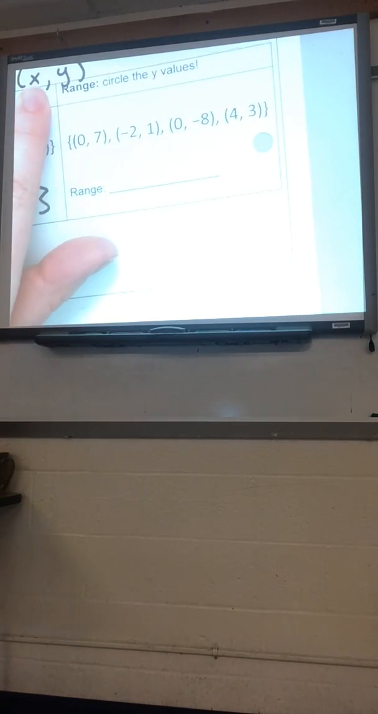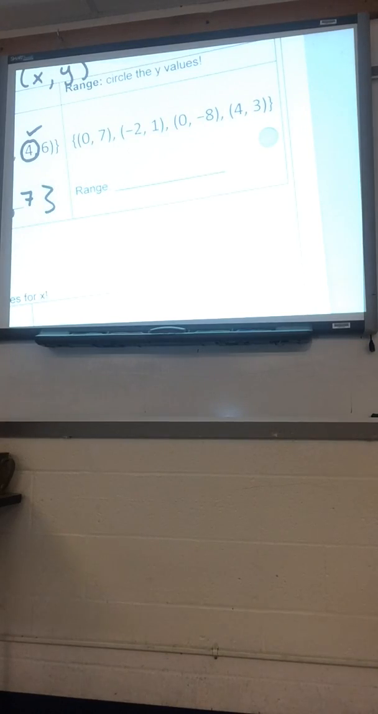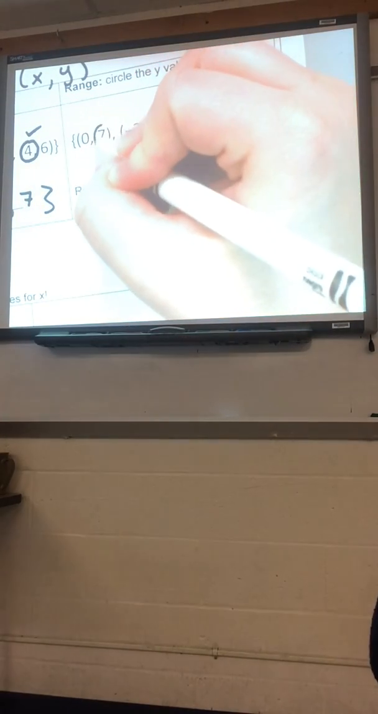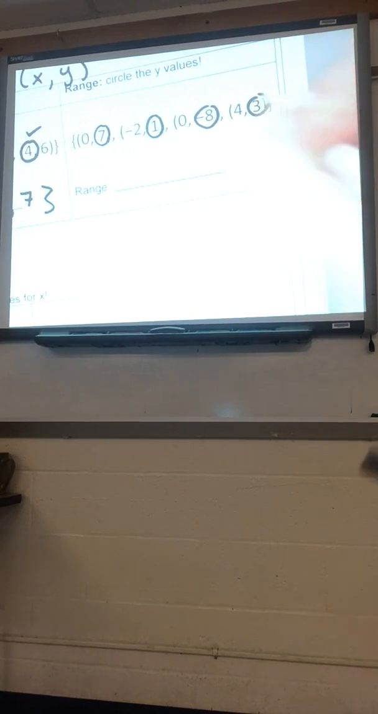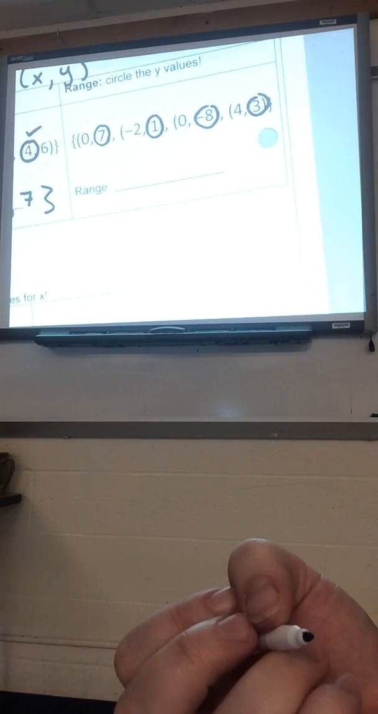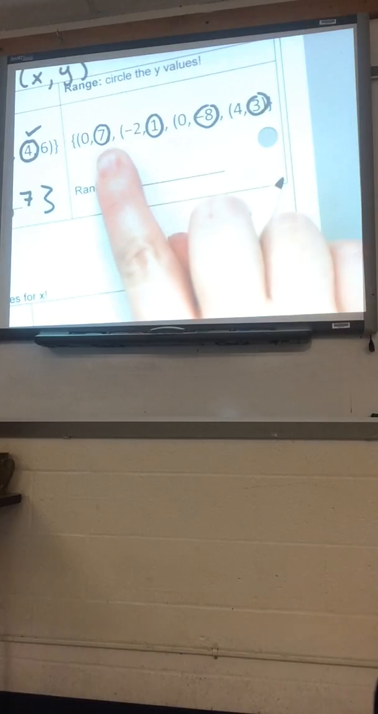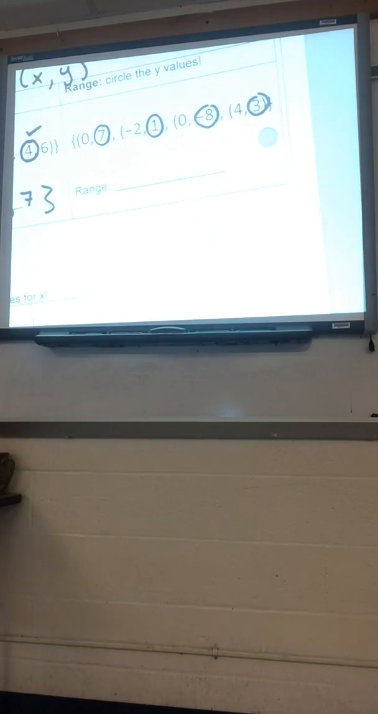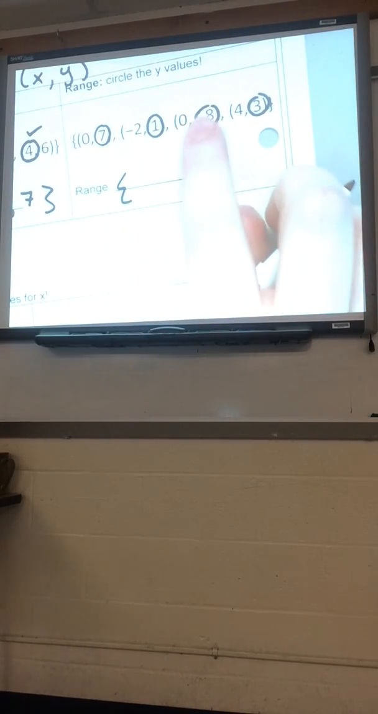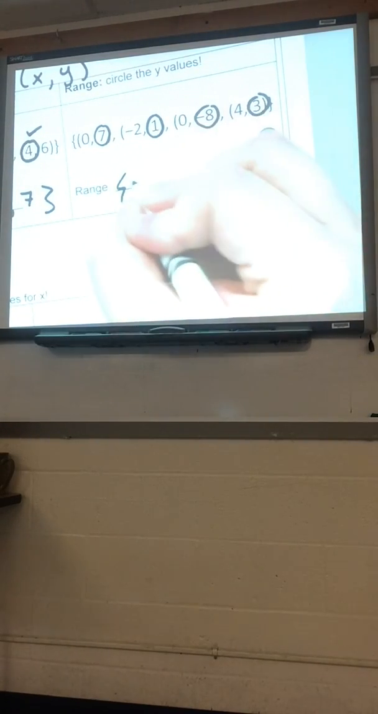So if we remember that ordered pairs are written as x comma y, y is the second number. So I'm going to do the same thing, but now I'm circling the second number in those ordered pairs. I have 7, 1, -8, and 3. And so now I'm just writing my list. If I start with the smallest, my smallest is going to be -8.